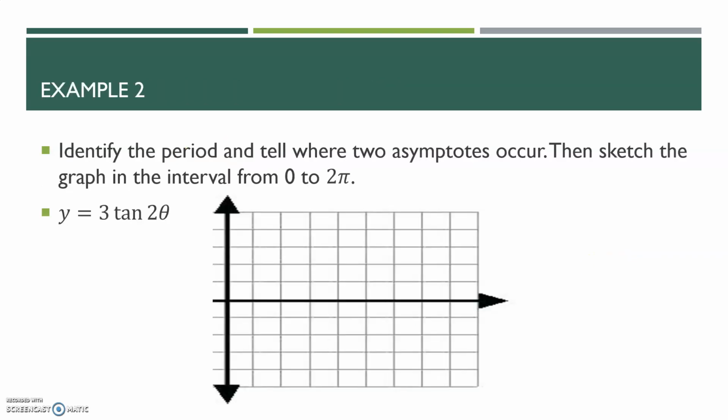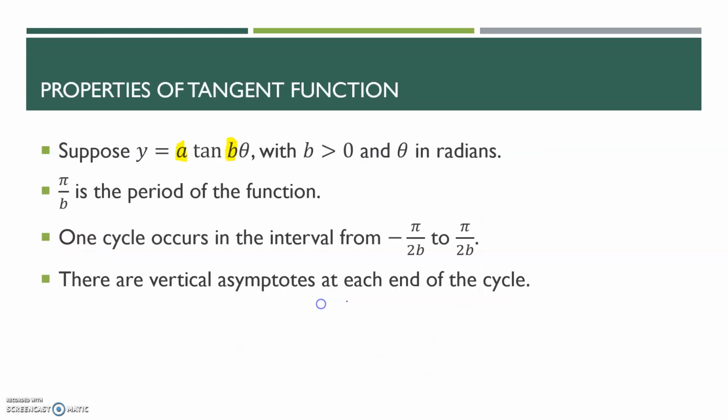All right, identify the period and tell where two asymptotes occur, then sketch the graph in the interval from 0 to 2 pi. Well, for the period, before we've been using 2 pi over B, but now we're just using pi over B. So in this case it would be pi over 2. So what that means is that every pi over 2 units we have a vertical asymptote. And it says that one cycle occurs in the interval from here to here. So this is a good way to find your first asymptotes.